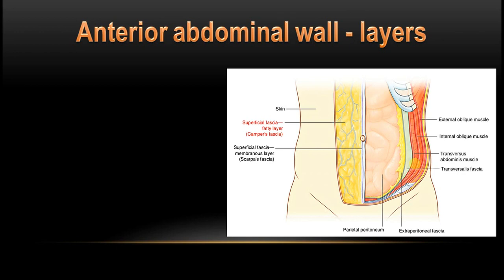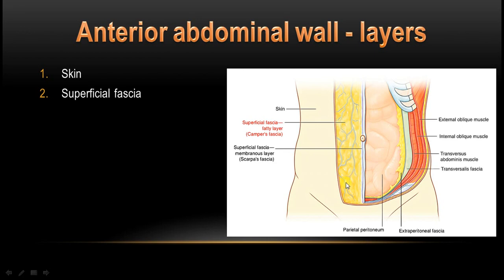Now, from superficial to deep or from anterior to posterior, the anterior abdominal wall is composed of the skin. The foremost structure that you see is the skin. Deep to the skin you have the superficial fascia. The superficial fascia is again made up of two layers. One is the fatty layer and the other one is the deep membranous layer. Again, these two layers are not appreciable at the upper part, only at the lower part of the anterior abdominal wall.